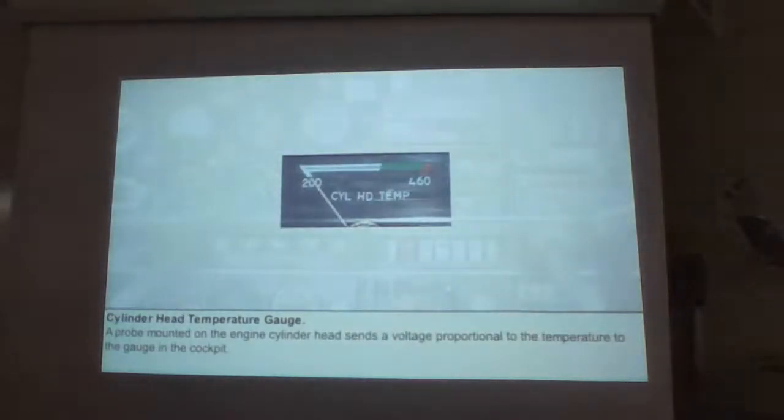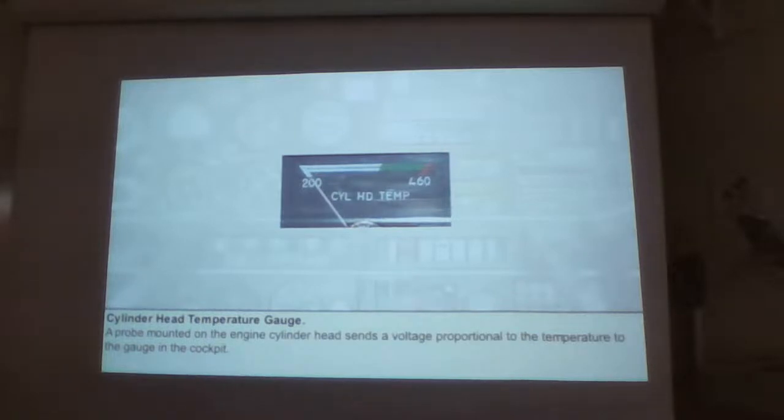The cylinder head temperature gauge is an engine instrument designed to protect the engine against its enemy, excessive heat. The principle of operation of the cylinder head temperature gauge system is similar to that of the exhaust gas temperature gauge. A probe is mounted on the engine cylinder head, and this sends a voltage to the gauge in the cockpit, which is proportional to the temperature.